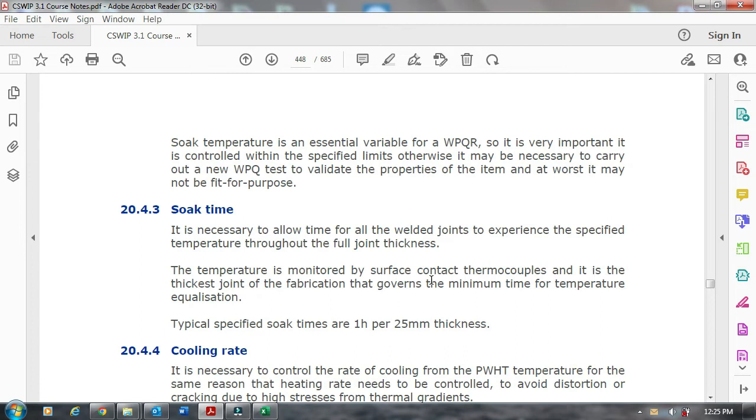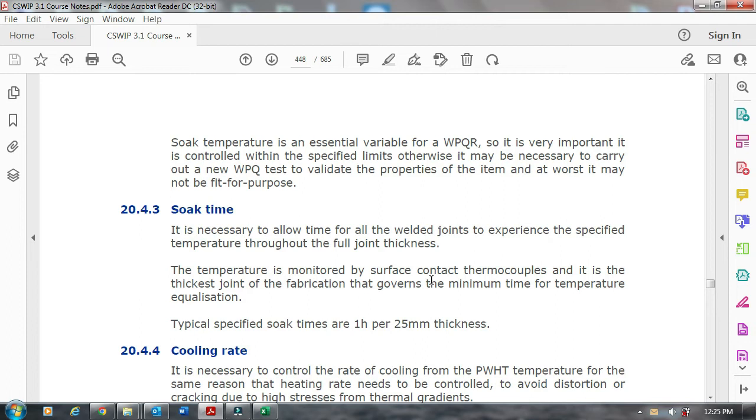So soak temperature is an essential variable for the PQR, so it is very important that it is controlled within the specified limits. Otherwise it may be necessary to carry out a new PQR to validate the properties of the item. At worst, it may not be fit for purpose. So if there is any issue with the soak temperature or time becoming longer or shorter, then it will override the requirement of the PQR, and a new PQR will have to be done to justify what mistakes have been made on site.